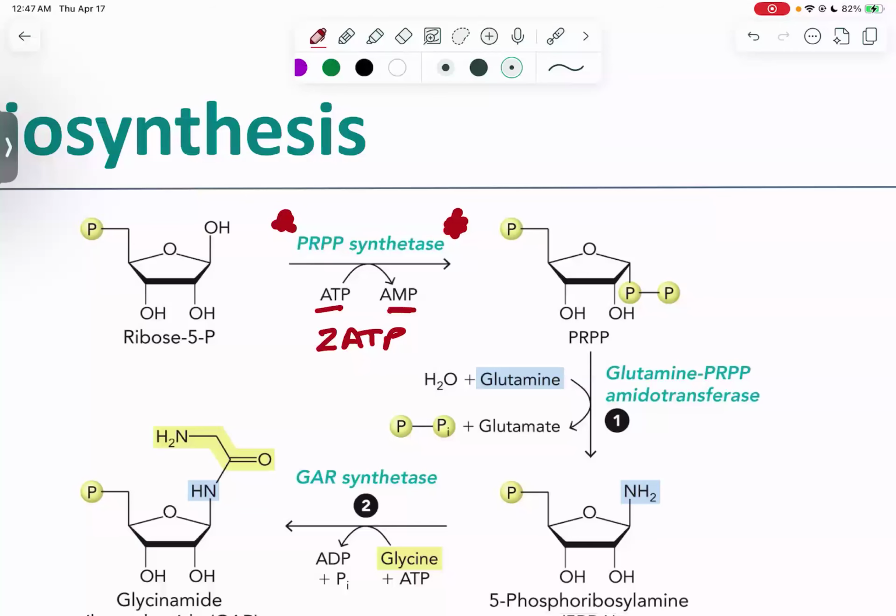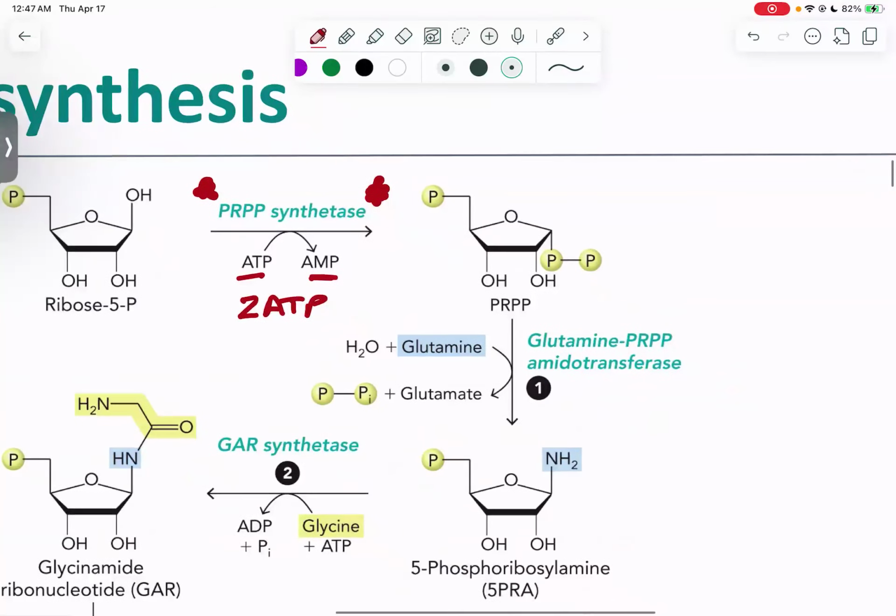So our PRPP gets converted into what's called 5-phosphoribosylamine. And I don't care that you know the names of the rest of the intermediates, right? I kind of just want you to know where the different pieces come from. And kind of a little bit of regulation. So let me talk to you a little bit about regulation.